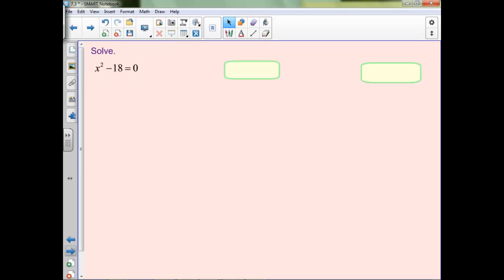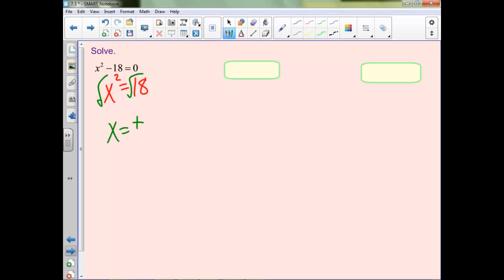So to solve this, first we need to get it so that it's x squared equals 18. Notice these are going to work if you have something squared equaling a number. So now we're going to take the square root of both sides. When we do that, we'll get x equals the positive and negative version of root 18. And root 18 simplifies down to plus or minus 3 root 2. If you need to remember, that's 9 times 2, which is 3 and 3.